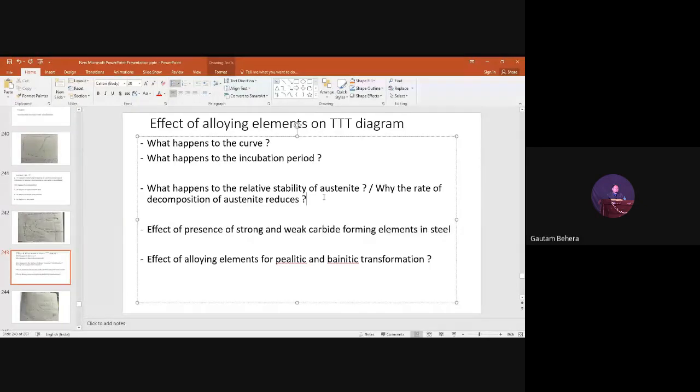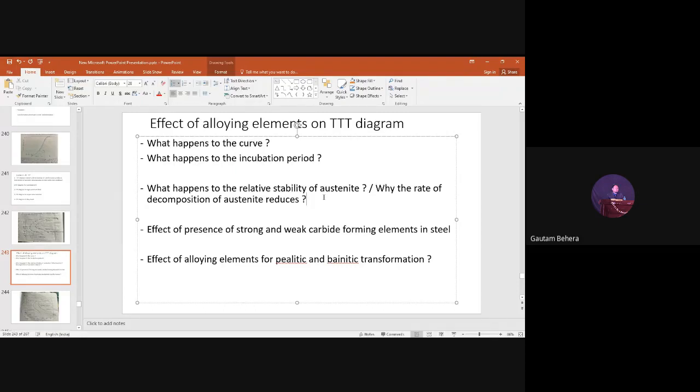So that part is clear. But somebody may ask why, even when we add ferrite stabilizers, which stabilize the ferrite phase and destabilize the austenite phase, the rate of decomposition of austenite is still decreasing. This may be a question. Ferrite stabilizers are silicon, chromium, vanadium, niobium, titanium, tungsten, aluminium. If you add those alloying elements, the austenite becomes unstable, right? But the point is that the rate of decomposition of austenite is decreasing.